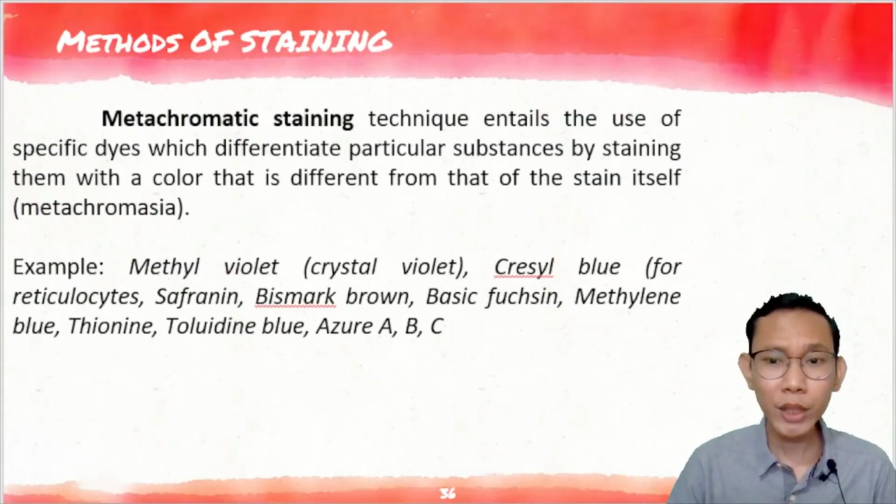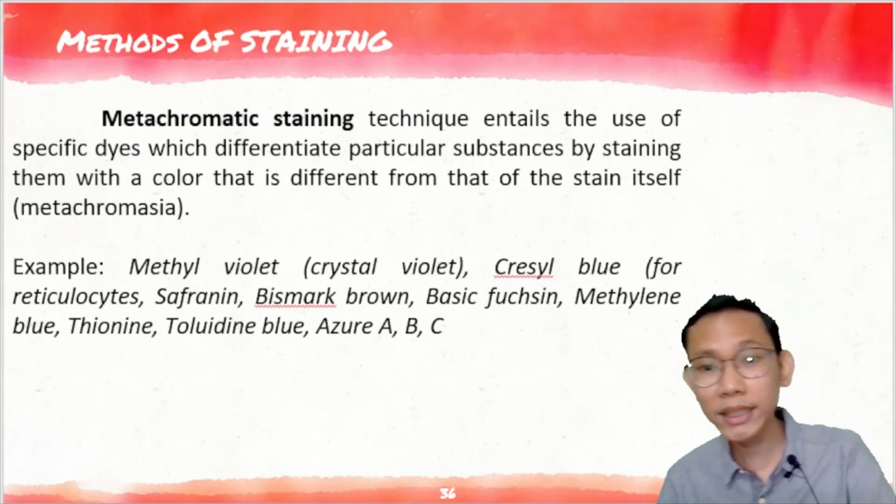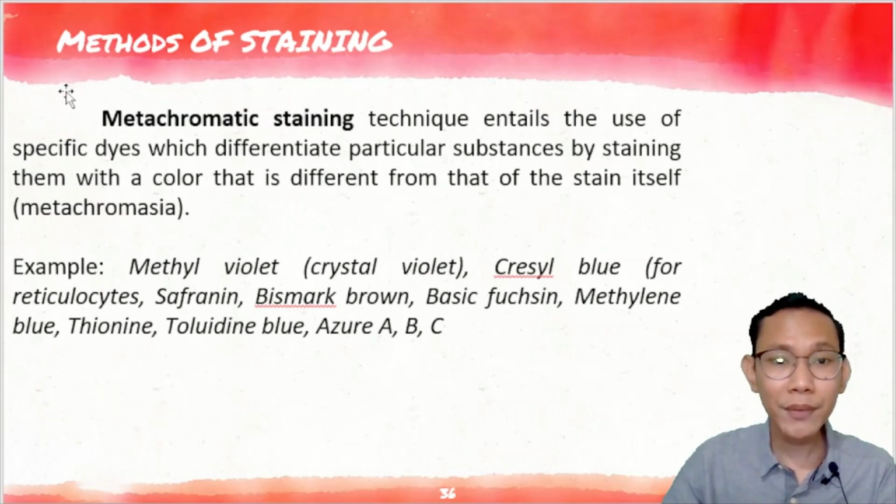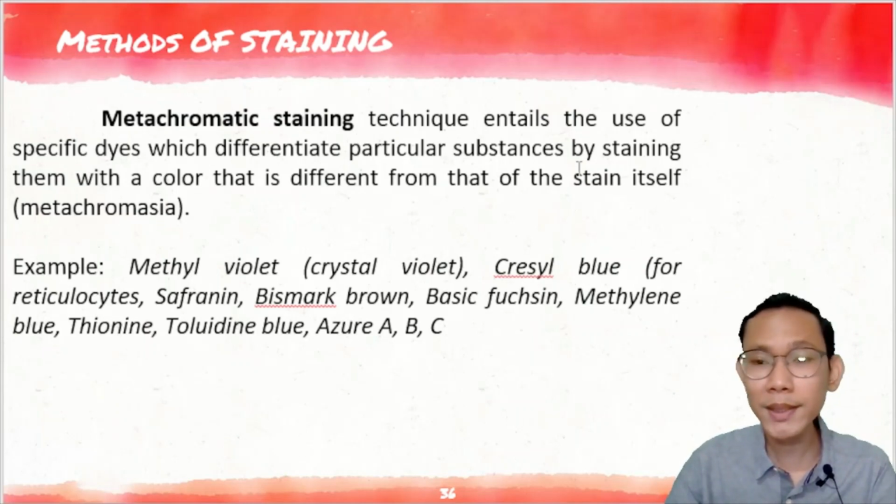So let's proceed with your metachromatic staining. So for metachromatic staining, it is a staining technique that entails the use of your specific dyes which differentiate your particular substances by staining them with a color that is different from that of the stain itself. So ito yung tinatawag natin na metachromatia. So these are the examples of your mga metachromatic stains.